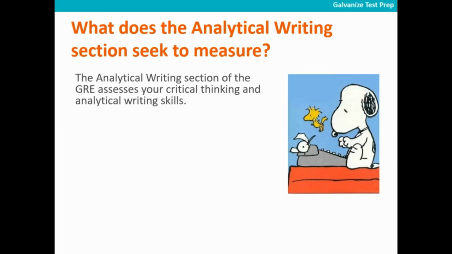Now, the analytical writing measure is actually a 1-hour section placed at the very beginning of your GRE exam, and it involves composing 2 different essays within that hour. So you have half an hour to compose one essay and another half hour to compose the other essay. And that section is what I'm going to talk about now.